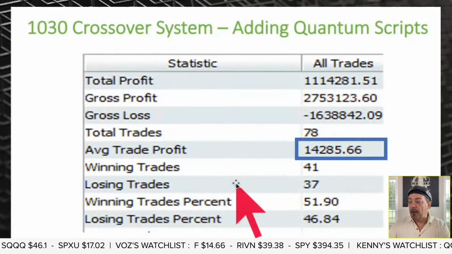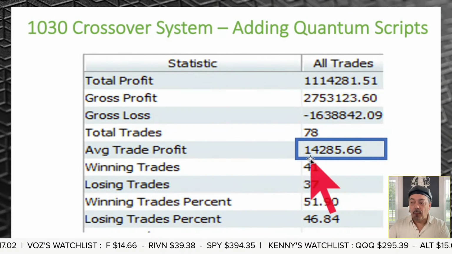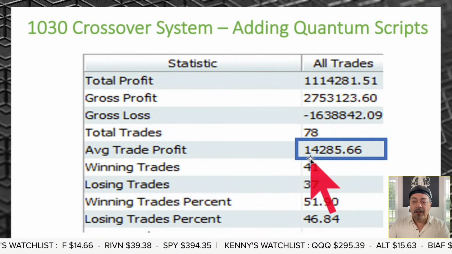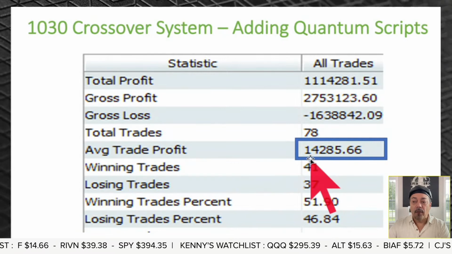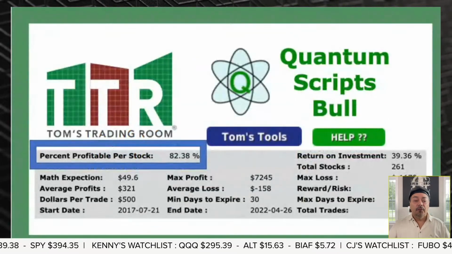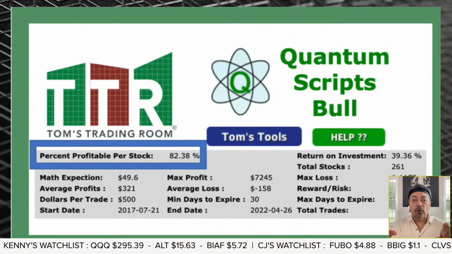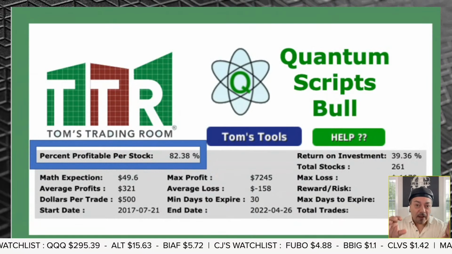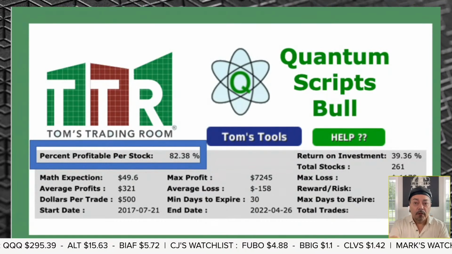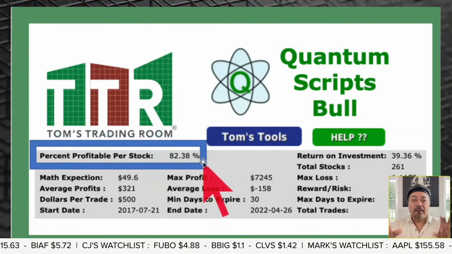Look what happens when we enter the quantum realm. 14,285. We almost tripled our profits by putting on that particular quantum realm. Now, the next thing we did was we only applied it to alpha-based stocks that had a high historical rate of winning. We were able to take that 51% win rate up to 82%.